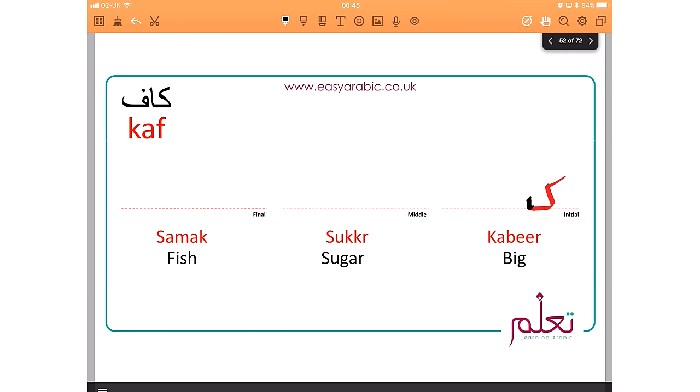Okay, examples. So first one is Kabir, so we have kaf, then we have the ba, then we have the ya, and then the ra, Kabir. Next one is Sukkar, so we have seen, then we have the kaf, then we have the ra, Sukkar. Next one is Samak. So we have seen. Then we have the meem. Then we have the kaf. Samak.